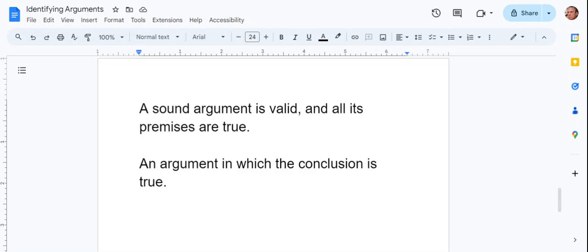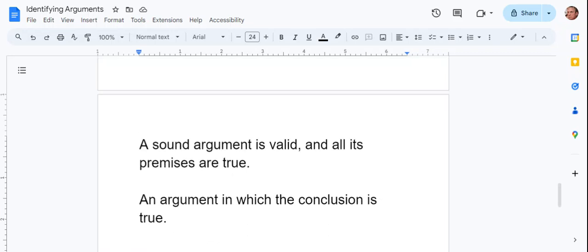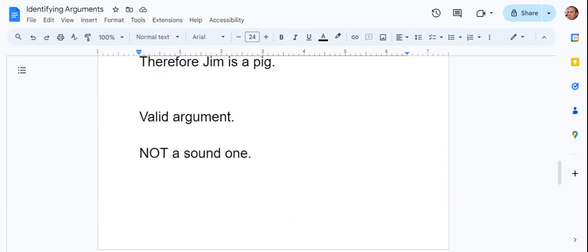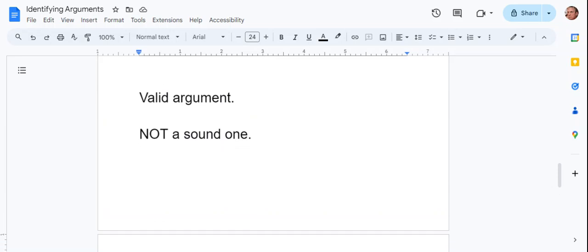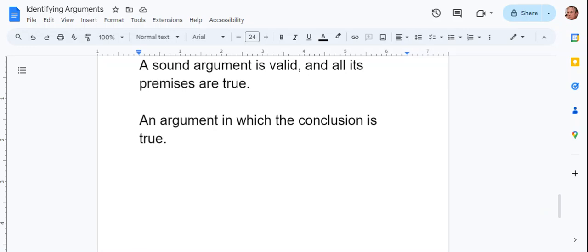But this one here, we're basically saying if an argument is sound, then it's valid, its reasoning is good, its conclusion actually follows from the premises, and the premises are true. So, really, a sound argument is the gold standard of arguments, right? Where the premises are good, they're true, and the reasoning is good. That is, the conclusion actually follows from the premises.